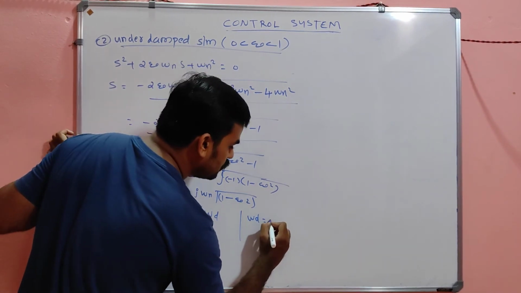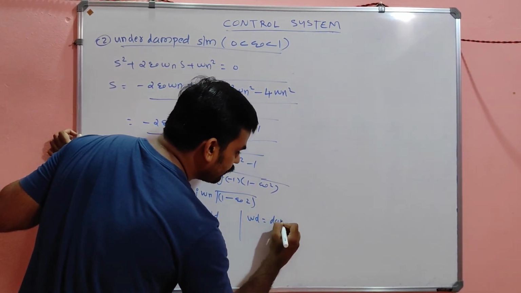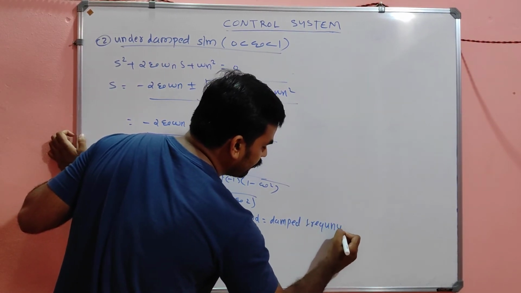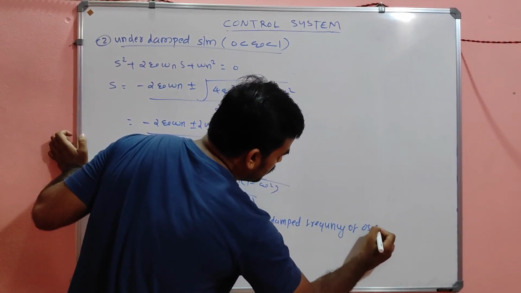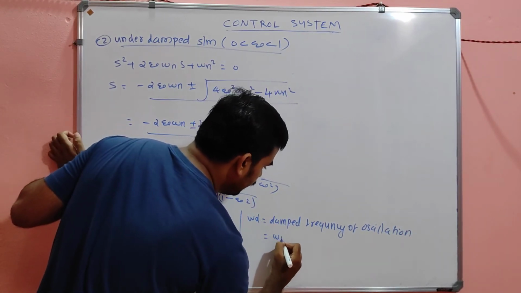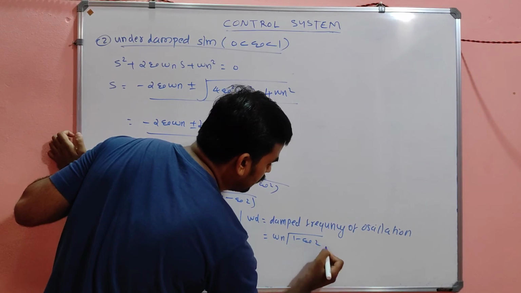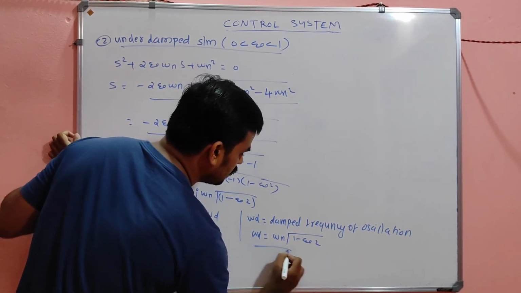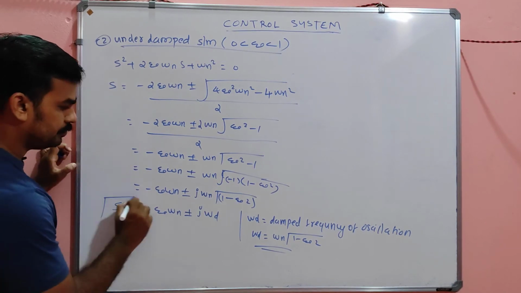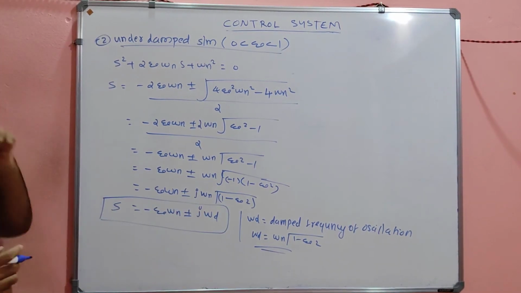damped frequency of oscillation, and which is nothing but, my dear, omega n root of 1 minus theta square. So this is the value of S now.